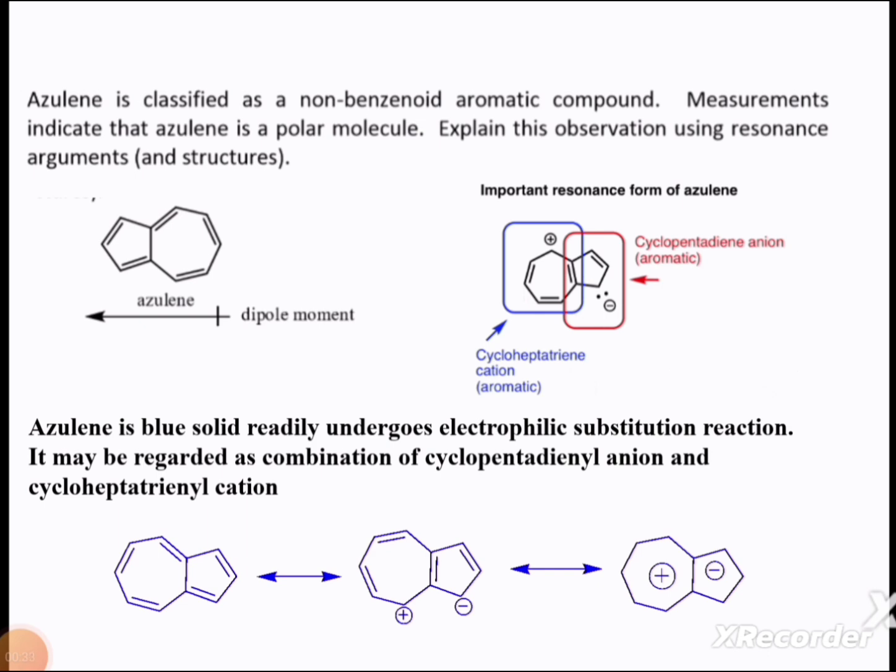So azulene exists in two ionic forms. This is a highly polar compound having a high dipole moment. The cycloheptatrienyl cation is an aromatic compound, and the cyclopentadienyl anion is also an aromatic compound. Azulene is a blue solid and readily undergoes electrophilic substitution like other aromatic compounds. So it is a combination of a cyclopentadienyl anion and a cycloheptatrienyl cation.